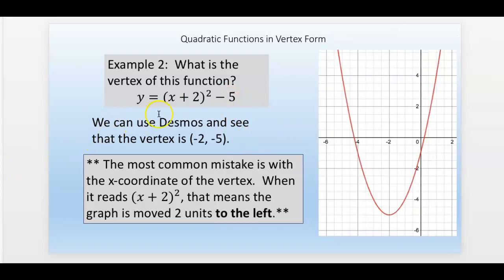Next example, x plus 2, and then x minus 5. So the minus 5 took it down 5. But remember, that plus 2 means the vertex is at negative 2. All right, so we moved back to the left 2. And then down 5. When that says plus 2, you move to the left.